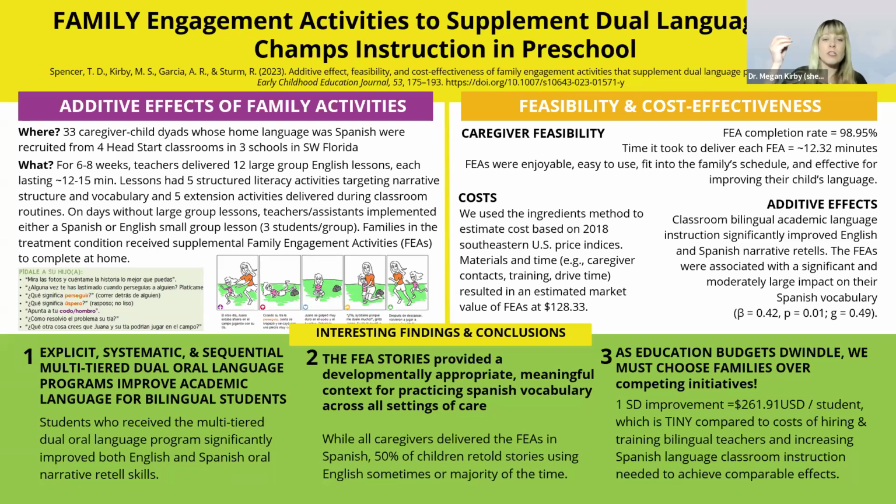A research assistant went to the home of every family who enlisted and enrolled and participated in the study. And there were, I believe, yes, 33 caregiver child dyads. So 33 caregivers and each one had 1 child. There's also a control group who didn't get the FEAs. So they just received the Story Champs in their classrooms.